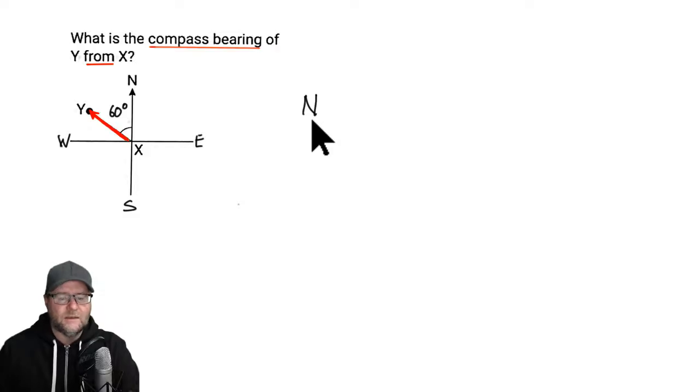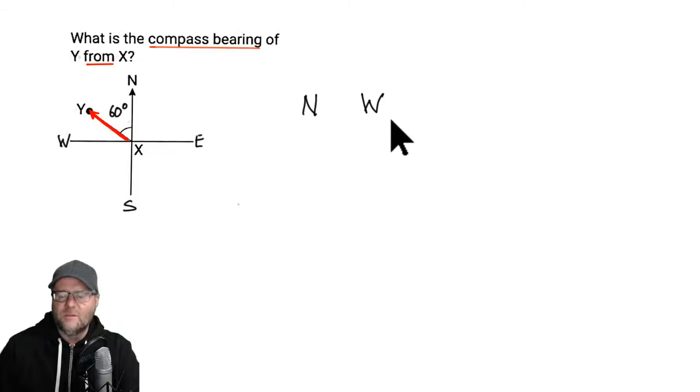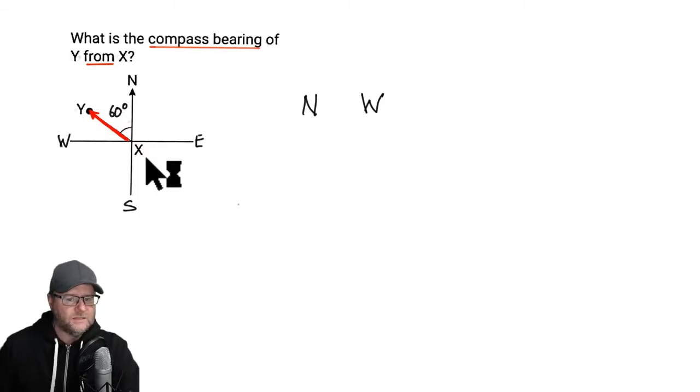So it starts with an N. Is it then on the west side or the east side? Okay, looking at this, I can see it's clearly over towards the west side. So at the end of my bearing will be a W to represent west.